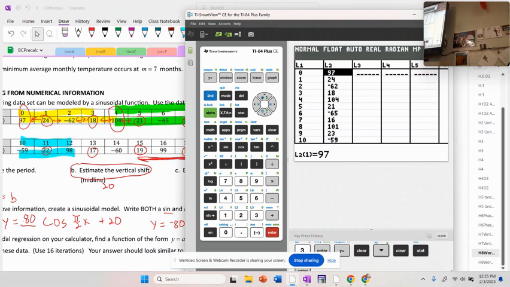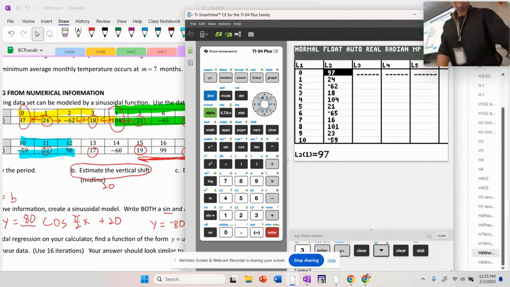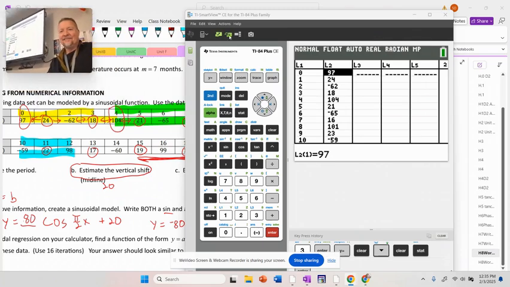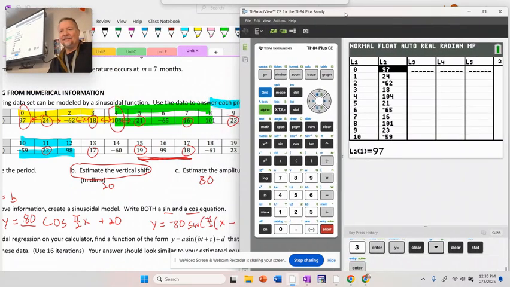Okay. Someone just said, what are we doing? I don't know how to do that. I only did that with linear, exponential, logarithmic, quadratic, quartic, cubic. I've only done all these regressions all year long. Let's say they don't know how to do this.